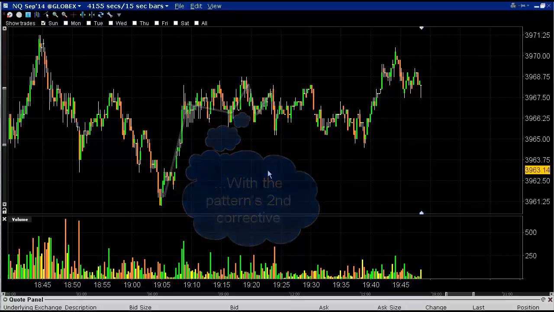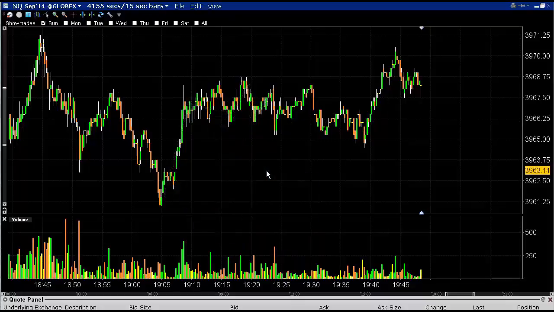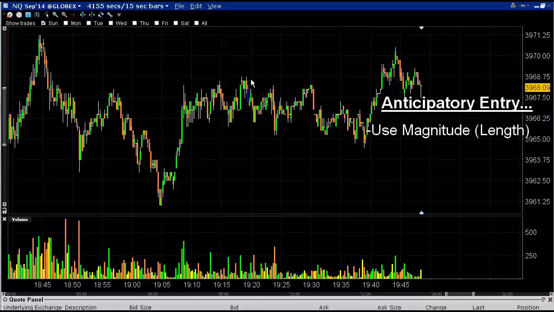So how would you enter? If you were going anticipatory, you would look at the length of impulse wave 2 as compared to impulse wave 3. You know it can't go over 100% of the magnitude of impulse wave 2. So you use that knowledge, and you know it can't be less than 50% of wave 2. So once you're within those boundaries, you look for a reversal sign.